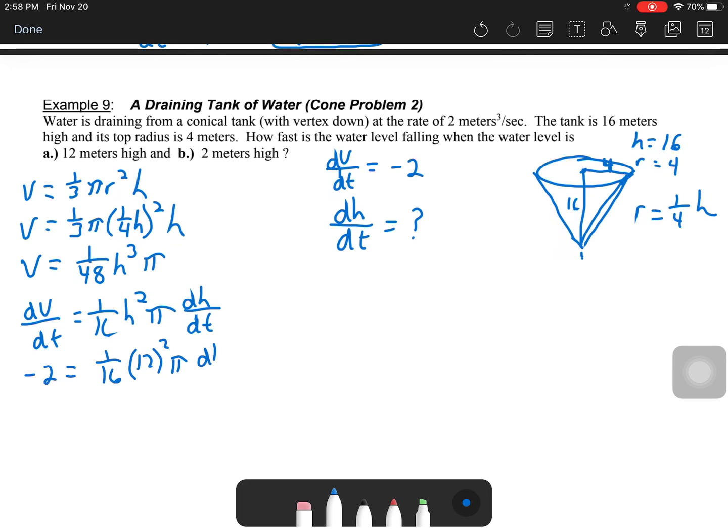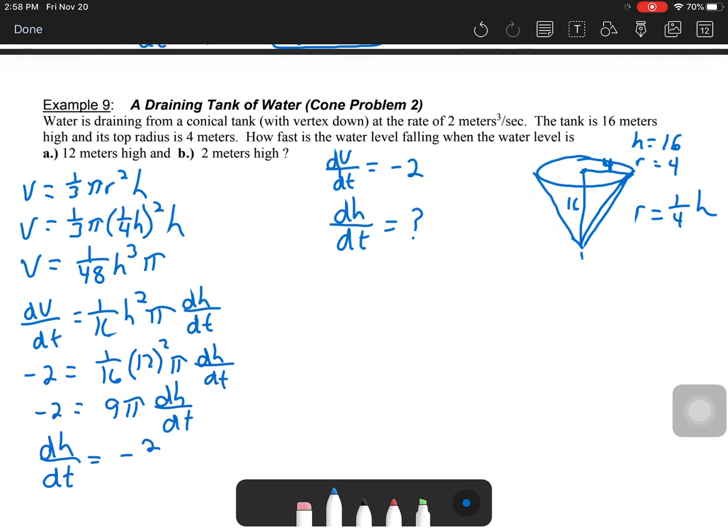dh/dt is what we're looking for, and then the pi in here, so we're going to solve for dh/dt. 12 squared is 144, and dividing by 16 would give us 9. So -2 equals 9π dh/dt, and we're dividing by 9π to solve, and so my rate of change of the height, dh/dt, would be -2 over 9π, and that would be in meters per second. Meters per second, according to the units up here. We got meters, and we got time unit seconds.